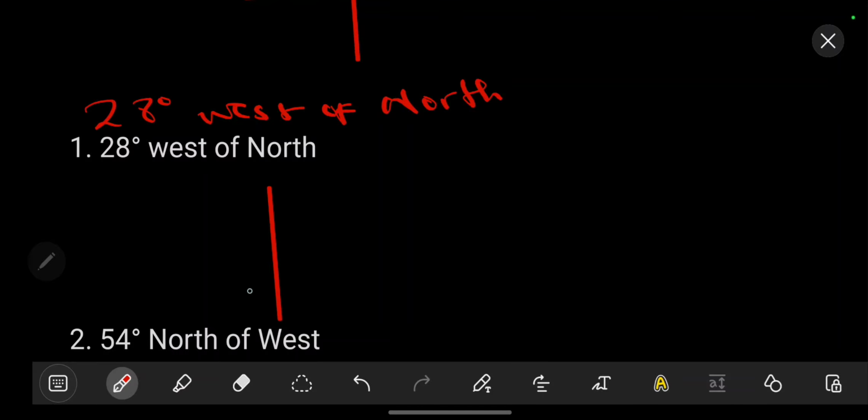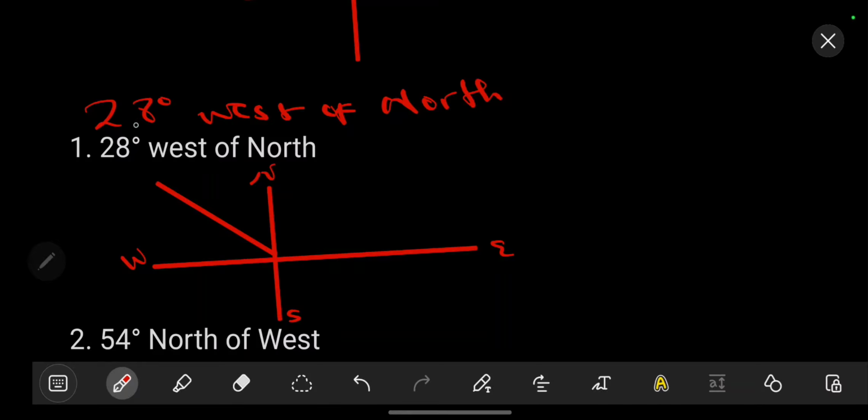On your Cartesian plane, which looks like this, you know that your north is here, your east is here, your west is here, and the south is down there. So how do you identify 28 west of north? This means we are going to draw a line. Since the north is up there and west is this side, we are going to be going up while going to our left like that. So this is the angle.